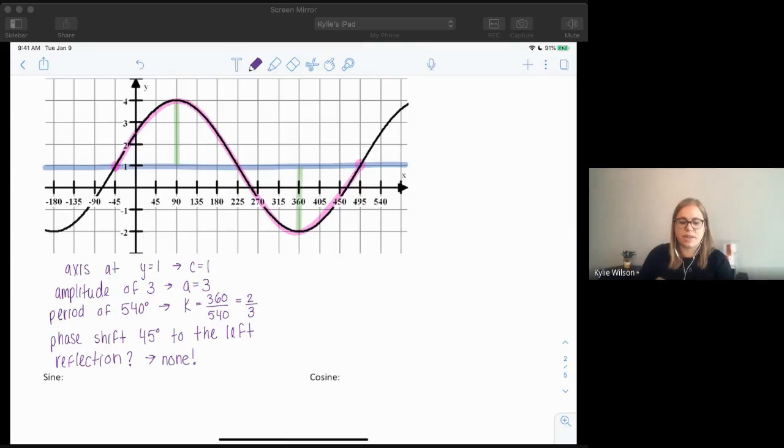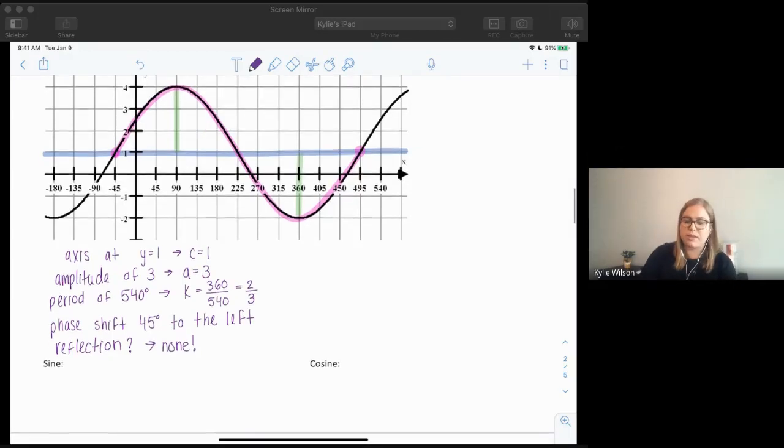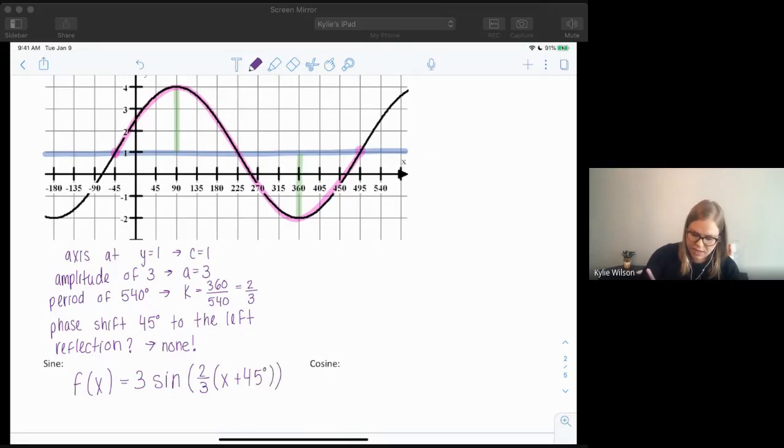So now that we have all of those pieces, we can write our equation out. So our A value is 3. Our K value is 2/3, like this. We're moving 45 degrees to the left, so it will appear positive in our equation. And we have a C value of 1. So that would be our final equation.